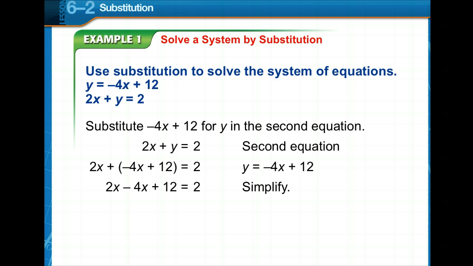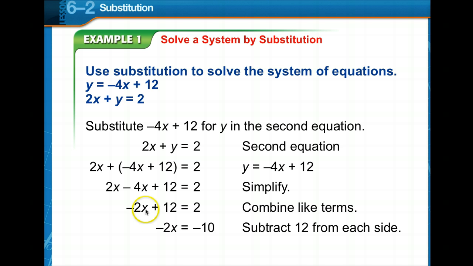So now we need to simplify it. We're going to combine our like terms. 2x minus 4x is negative 2x. Now we're going to begin by solving for x. So we're going to subtract 12 from both sides. That leaves us with negative 2x is equal to negative 10. We divide both sides by negative 2. X is equal to 5.